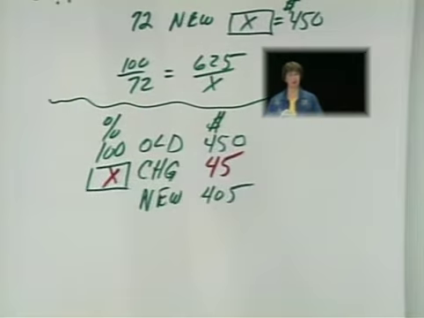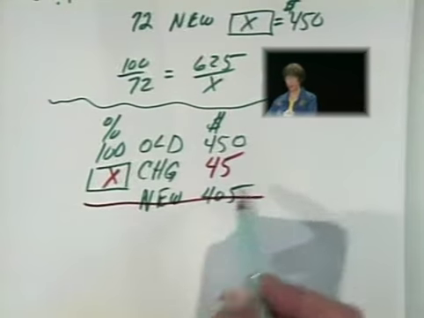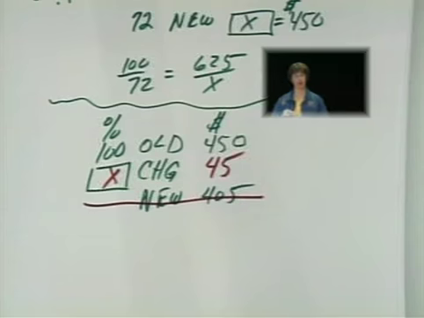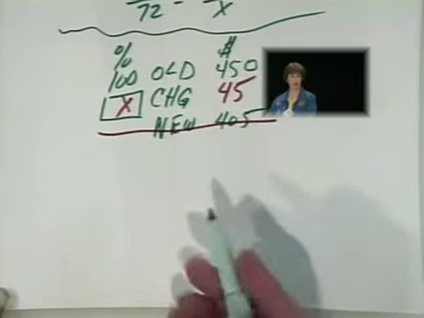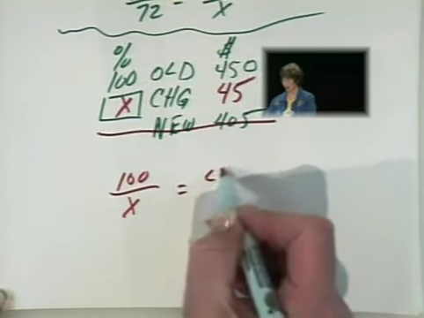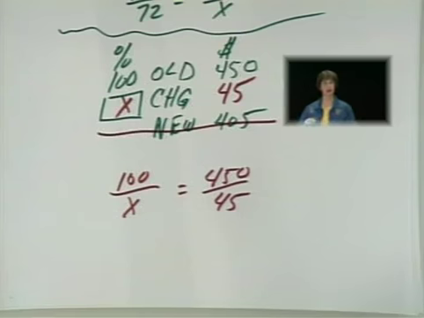Then I can find the percent of change if I know what the amount in money of that change is. I'm going to this time ignore the bottom line. I don't need it. What I need to know is the percent of change, or the percent of discount, that additional $45 represents. So here we go. The proportion is 100 is to X as 450 is to 45.